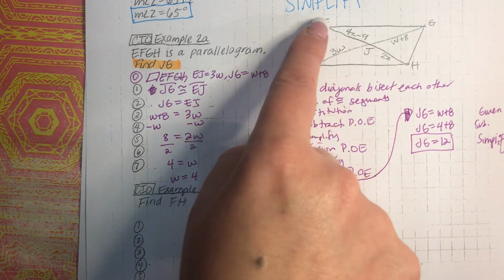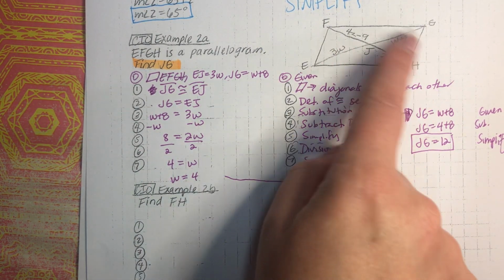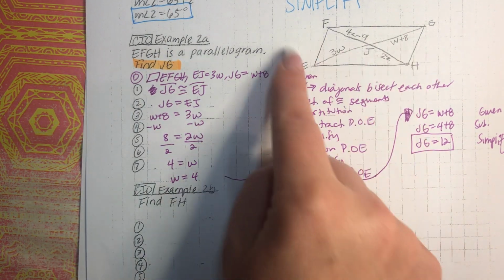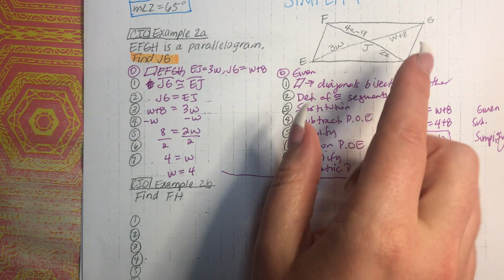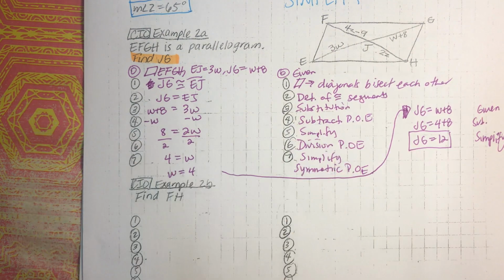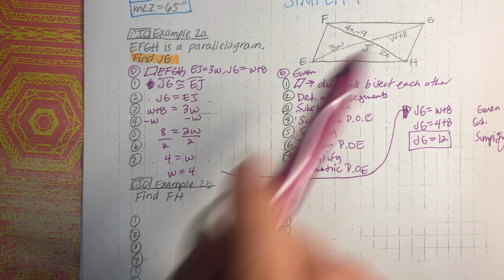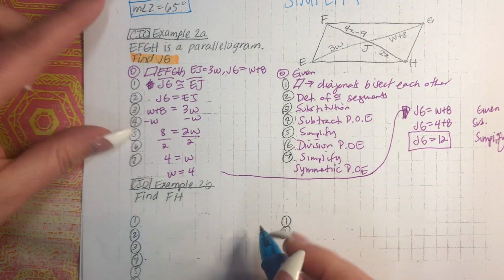So FH, right, that's a diagonal. We know it's a parallelogram, right? We know that this is a parallelogram, and this is a diagonal, so we're going to be using that. If it's a parallelogram, then the diagonals bisect each other, okay? So, let's go ahead and write down our given information.